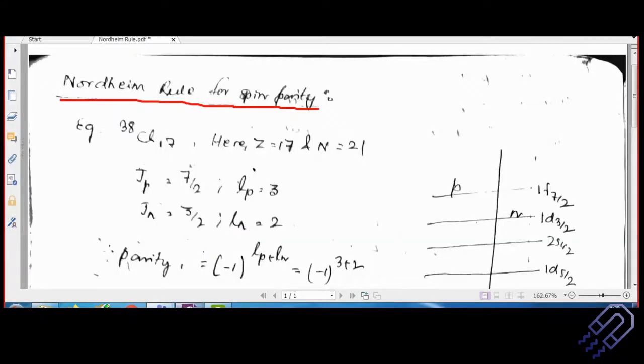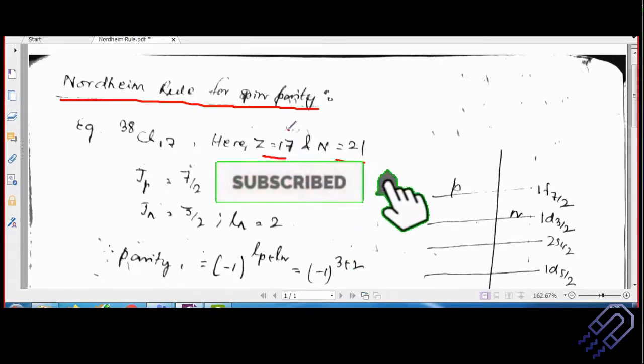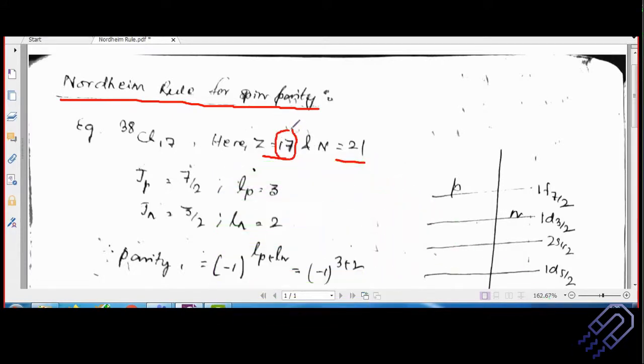So what we are going to do is find out the spin parity when both Z and N are odd. That means there is an unpaired proton and an unpaired neutron. If both neutron and proton are unpaired, we cannot use the conventional rule that we used till now. This is not an exception. The rule is totally different now.